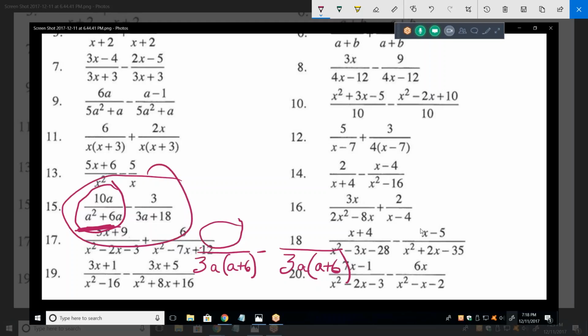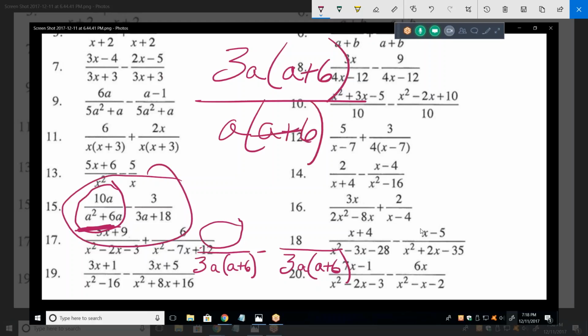When you divide a squared plus 6a into 3a times a plus 6, you get 3. Now you have to multiply the 3 times the 10a, so you get 30a. And now check to make sure that is the same fraction as that. Is it exactly the same? The 30 divided by the 3 becomes 10. And then I have 10a over a squared plus 6a. So I've done it correctly. And that's always what you want to check for. You always want to make sure that those two are the same.